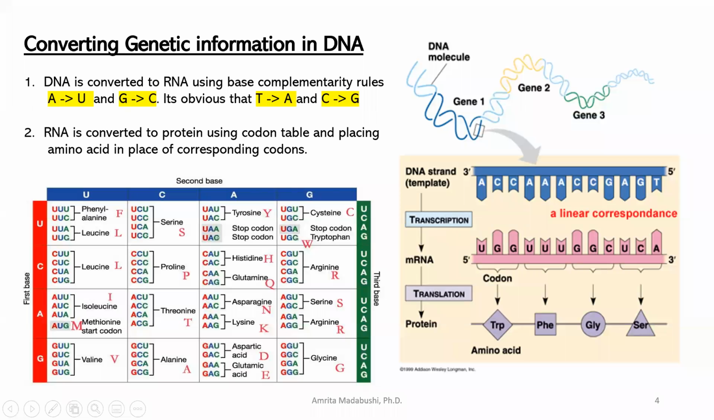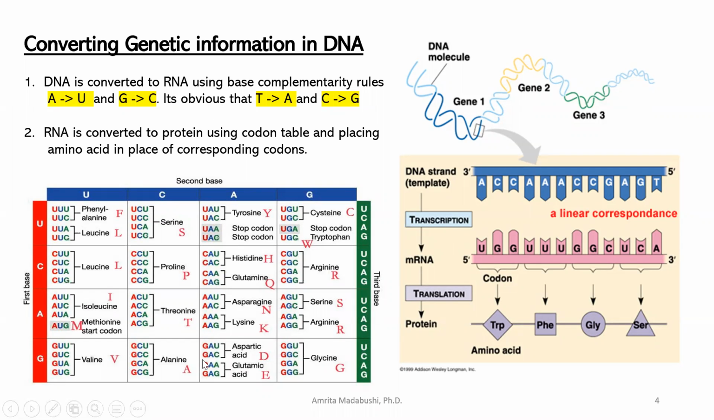So this is what we learned in module 4 towards the end, how to convert this information. We know that the complementary pairing of A is with U and G with C. We also know that T pairs with A and C pairs with G. So this is how, using Chargaff's rule, the DNA is transcribed to RNA. And a sample of this is shown in this right side picture.